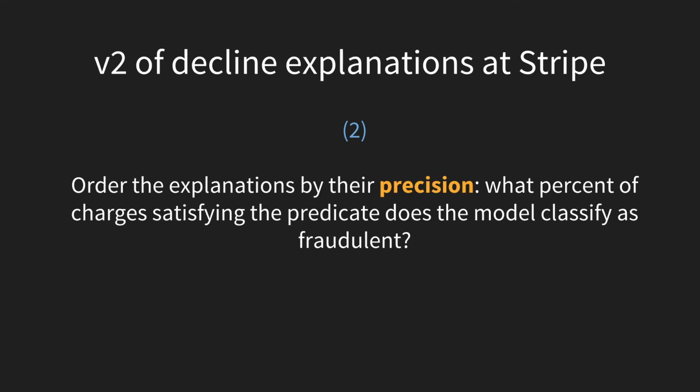We then take these explanation combinations and order them, and the way that we put them in order is by their precision. So of all of these explanations, what percentage of charges for which that explanation is true does the model say is fraudulent? Basically, if you've got an explanation where everything satisfying it is fraud, it's a good explanation, and a charge that comes in satisfying that, that's probably the reason.